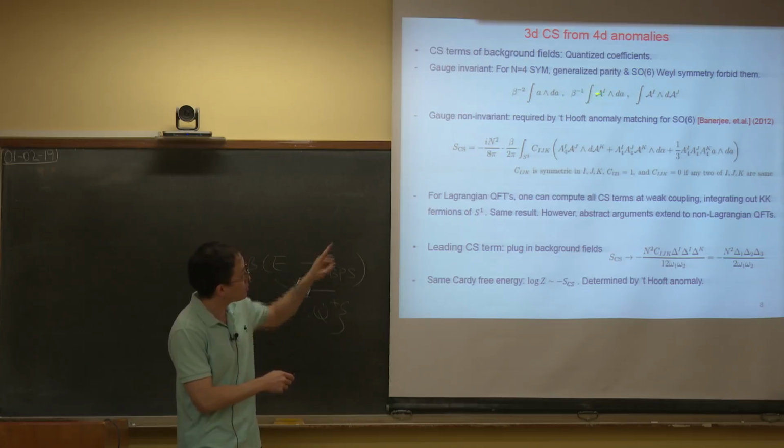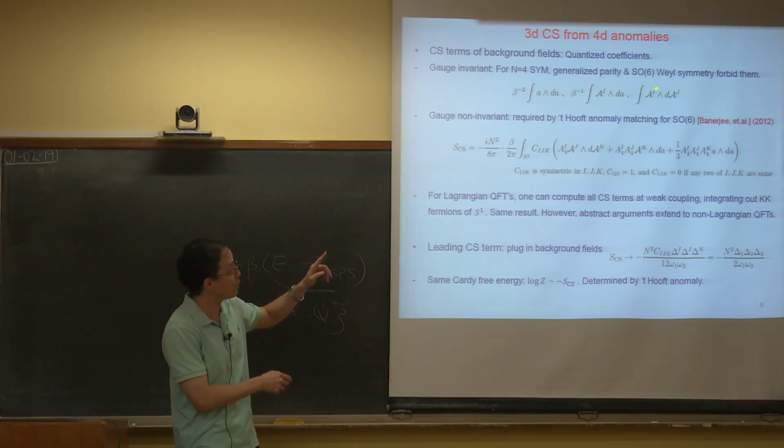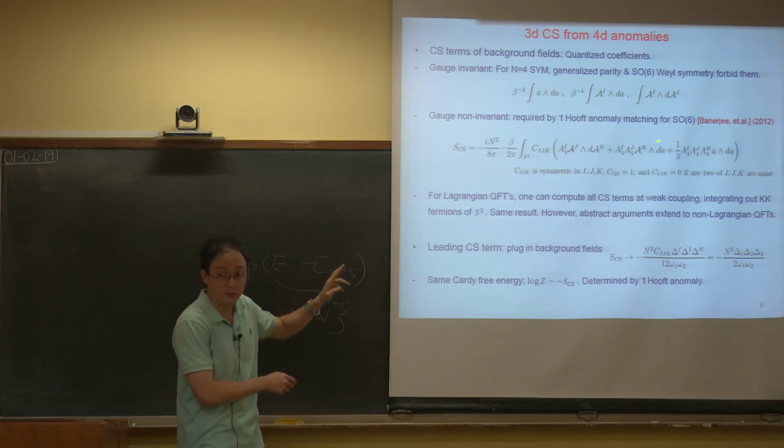And this is forbidden by the Weyl symmetry, because the SO(6) Weyl symmetry is flipping the sign of two Cartans. So if you choose this to be one of the Cartans, it just goes away. And combining these two symmetries, you can also forbid this, no matter whether it's a mixed Chern-Simons term or a direct Chern-Simons term.